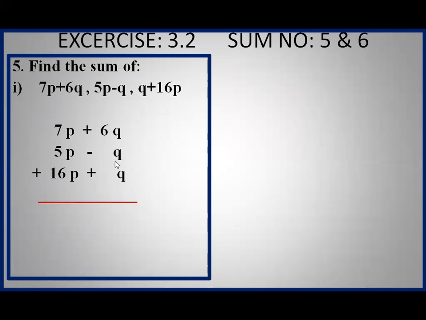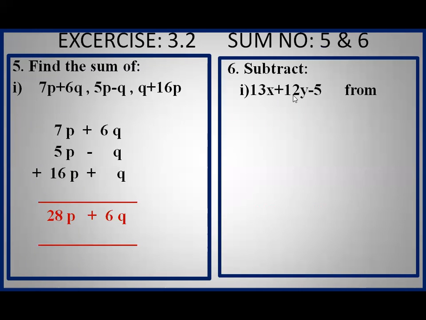So now let's add. You have 6 minus 1 is 5, 5 plus 1 is 6, so 6q. 7 plus 5 is 12, 12 plus 16 is 28p. So 28p plus 6q is the answer.